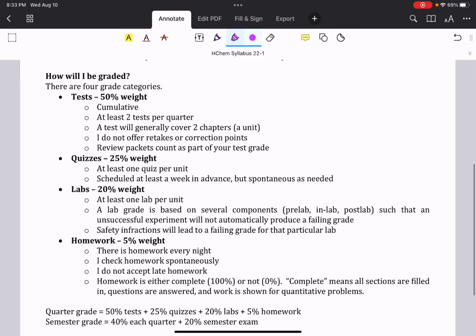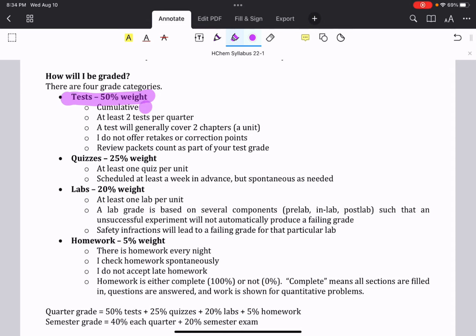Okay, what do grades look like in chemistry? Well, there are 4 grade categories. We've got tests, which count for 50%, right? It's a percent-based course. 50%, which is hefty, right? And you're like, geez, that's scary, right? But that's because we've done so much preparation before we get there, right? That the test should be easy, right?